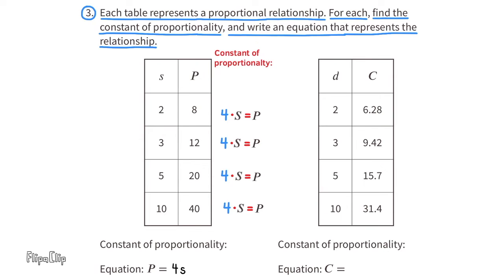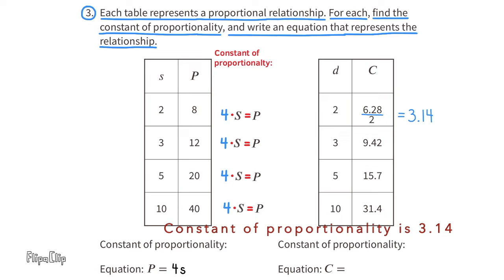For the table on the right, we need to find the constant of proportionality, and we need to write an equation to represent the value of c. c divided by d would tell us the constant of proportionality. 6.28 divided by 2 equals 3.14. So the constant of proportionality is 3.14.